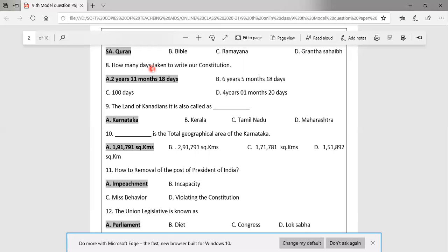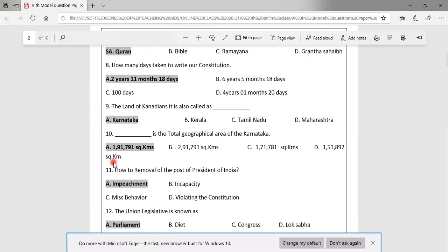The 10th question is, dash is the total geographical area of Karnataka. Option A, 1,91,791 square kilometers. Option B, 2,91,791 square kilometers. Option C, 1,71,781 square kilometers. Option D, 1,51,892 square kilometers. Option A, 1,91,791 square kilometers is the right answer.